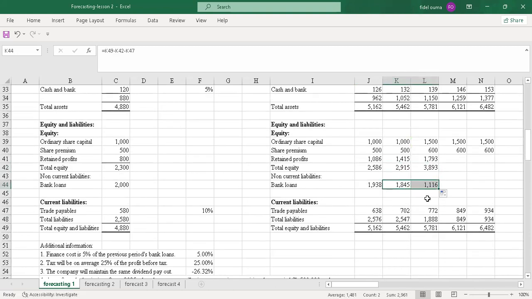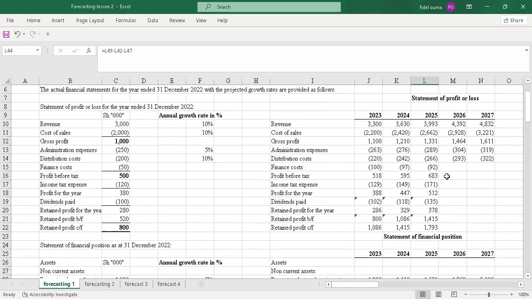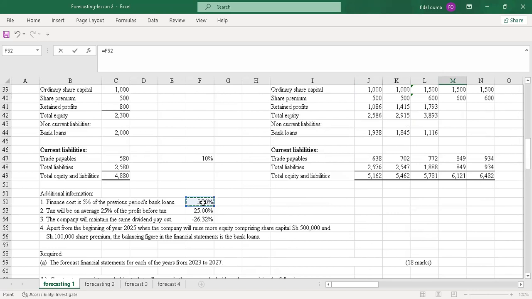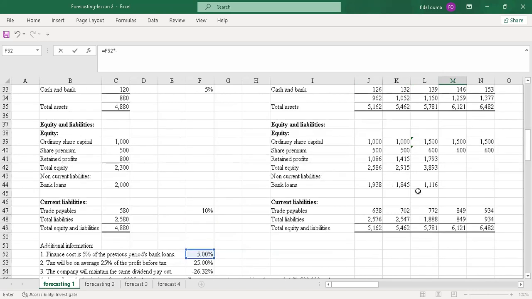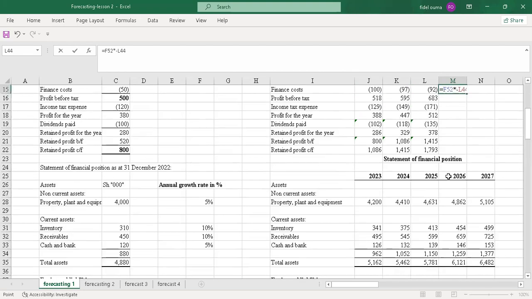So even when I come and drag this, the values will change automatically. So I'll have my bank loan as 1116. So I'll go to 2026. Yeah, take 5%. Yeah, the previous bank loans. So my previous bank loan was this.